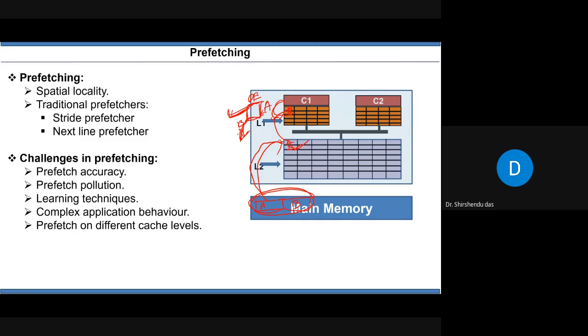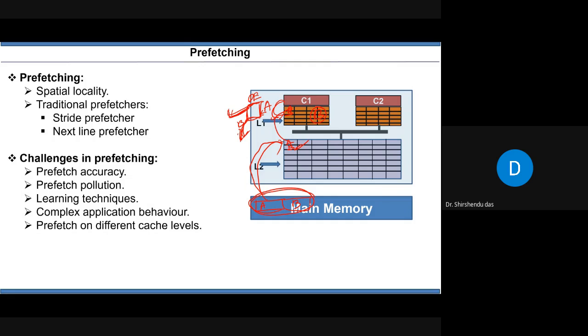If I am prefetching a block and storing it here, what is the chance that the core will access it? If the core does not access it in the future, then your prefetch prediction is wrong. So you have prefetched incorrect data, and you are polluting the cache, isn't it? If your prefetch is wrong, you prefetched B and B was not used, what does that mean? You unnecessarily brought B, right? So in that case you polluted the cache. That is called cache pollution.